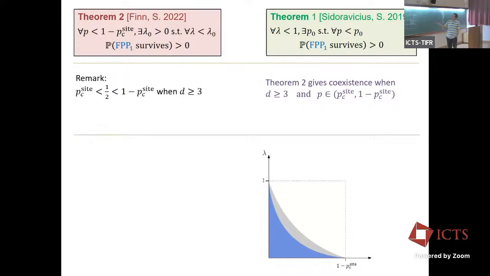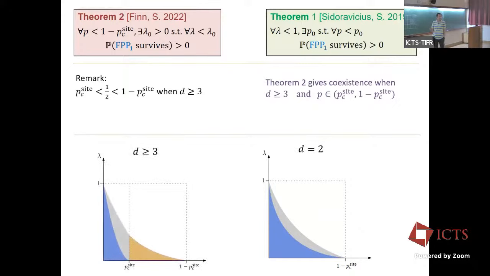But since p is bigger than pc site, type 2 also survives, because the seeds form a percolating set, an infinite cluster by time 0. So it's kind of for free for FP lambda, because for FP1 it's a hard proof. But still, you get coexistence in dimension 3 and higher. So the current picture is the following. To the right of pc site, up to 1 minus pc site, we have coexistence of both types.